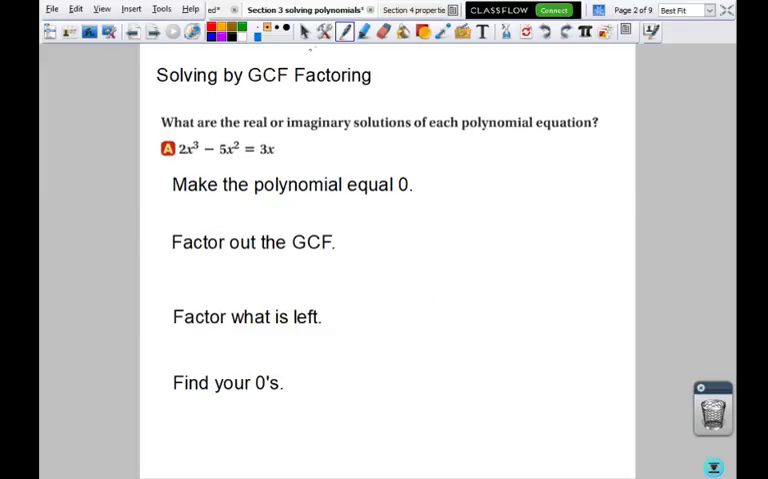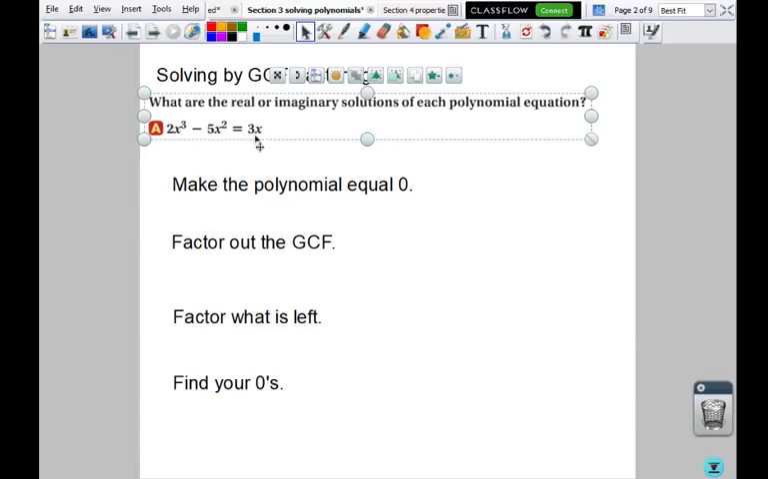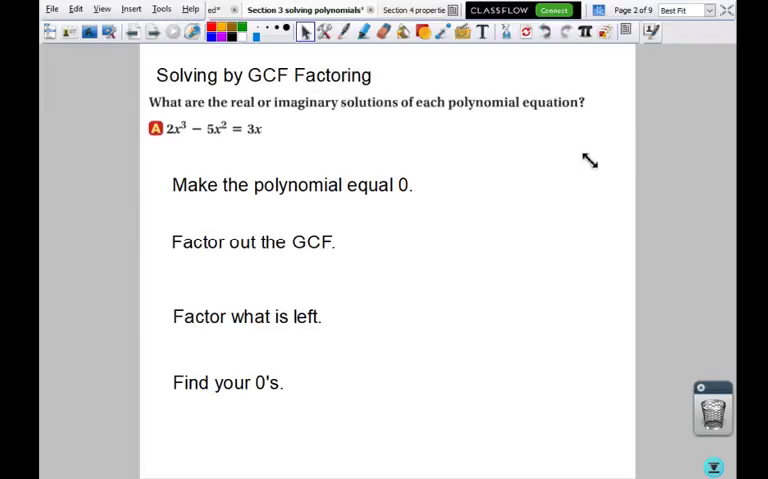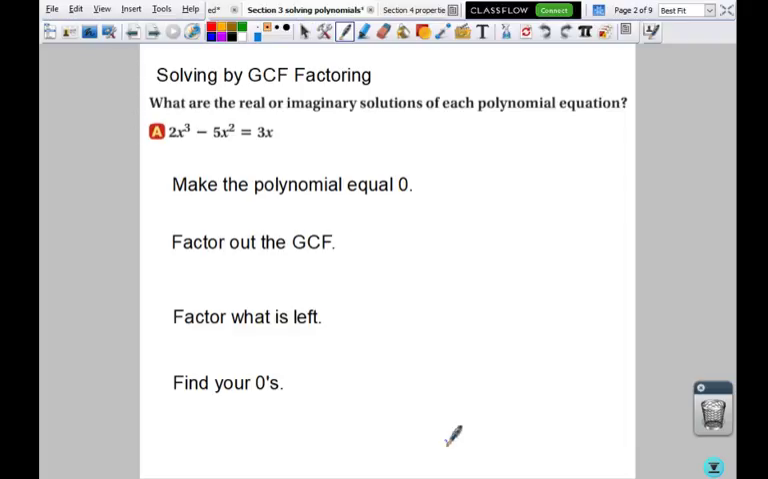Okay, so we're going to be finding solutions of polynomials, and it's going to involve stuff we've done before. There might be one new thing that you haven't done since you were freshmen. So, we're going to solve part A here by doing some GCF stuff. We're going to factor out the GCF.